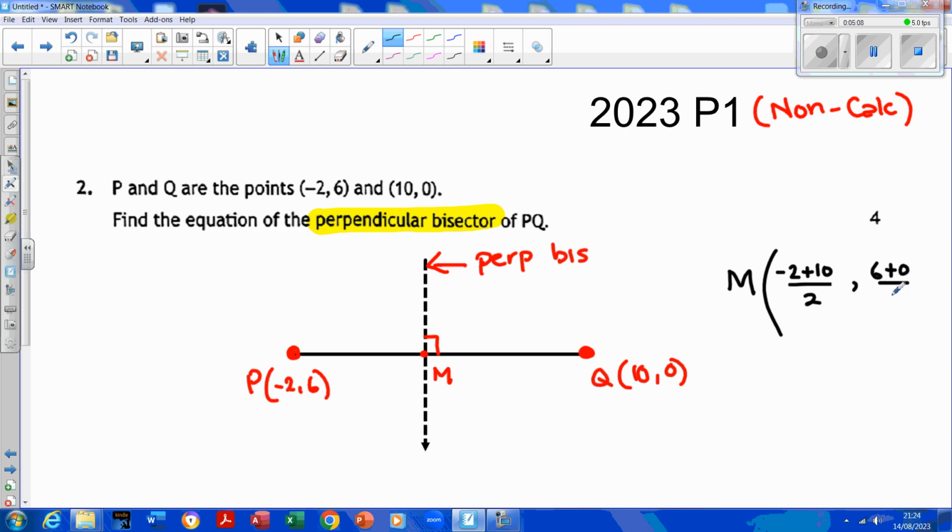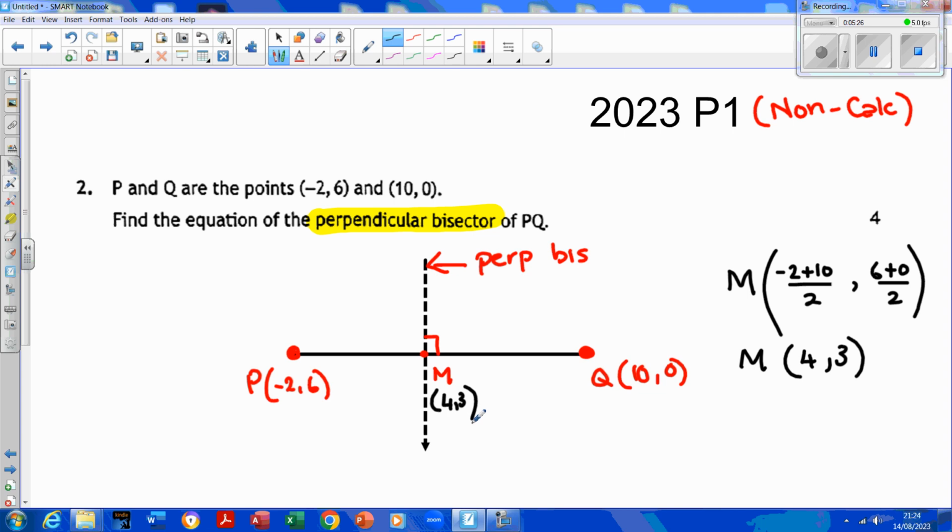Okay, so that's the working shown for that. We'll now work out the coordinates of it. So that's the same as 10 take away 2 is 8. 8 divided by 2 is 4. And 6 plus nothing is still 6. 6 divided by 2 is 3. So I now know that this point M is (4, 3).